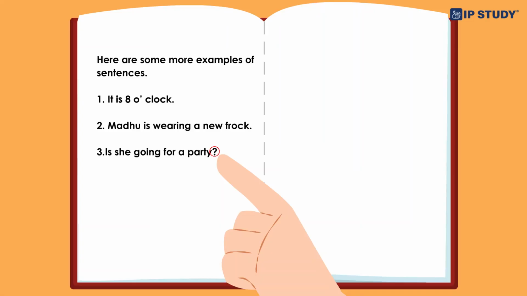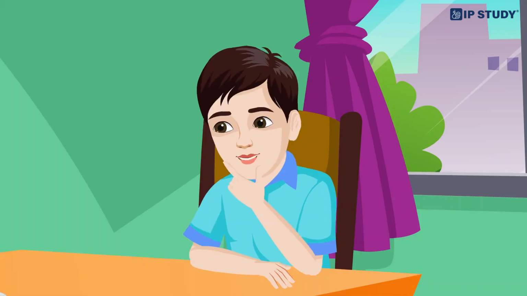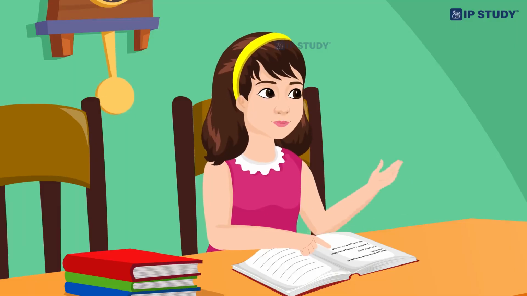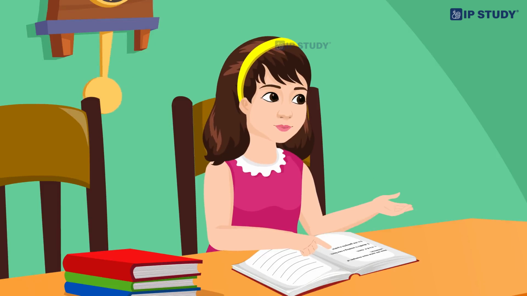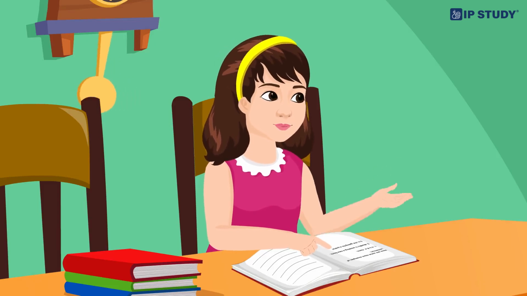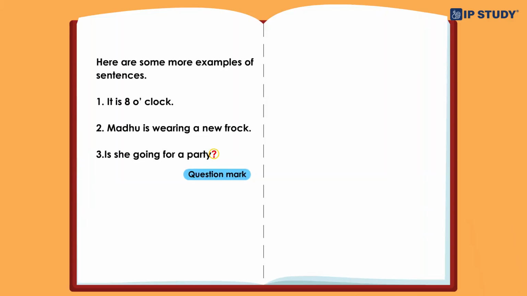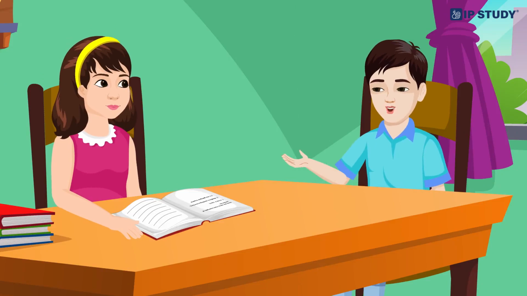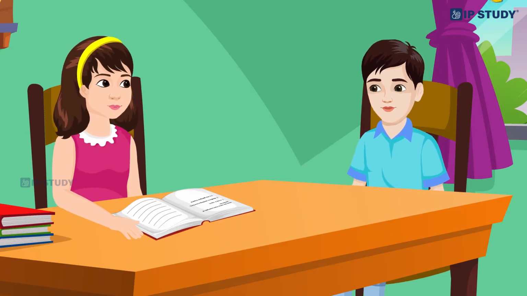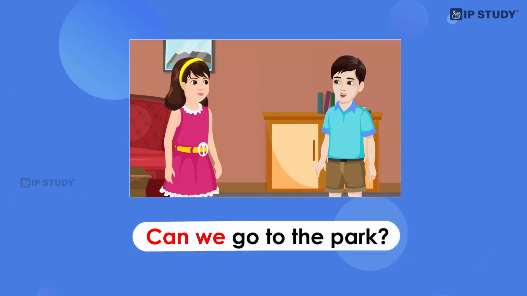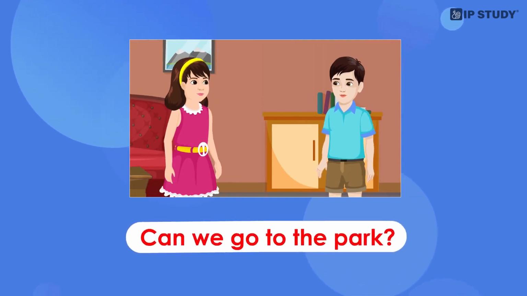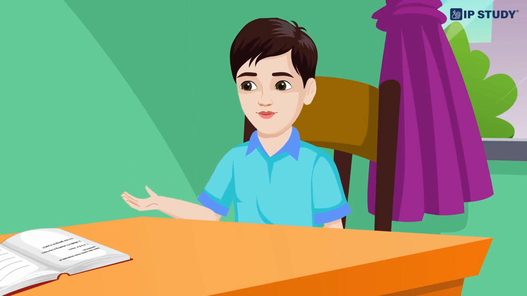Now Akshay, do you know what this is? Is it a circle with a dot at the bottom? No Akshay, it's called a question mark. We use it at the end of a sentence which is in the form of a question. Oh, I see. Like when I ask, can we go to the park? Exactly. Can we go to the park is a question, so we put a question mark at the end. I understand now. So a question mark is used for asking questions.